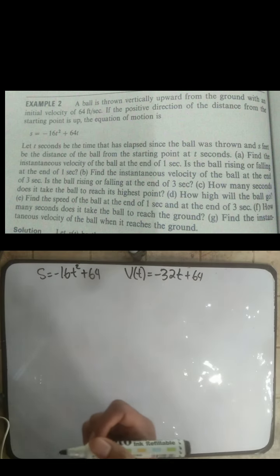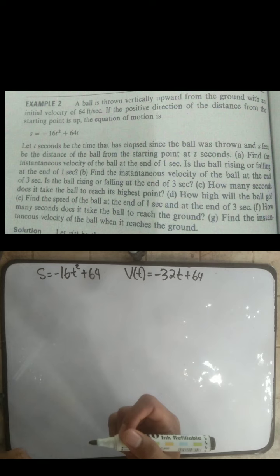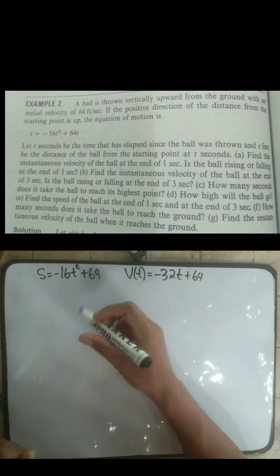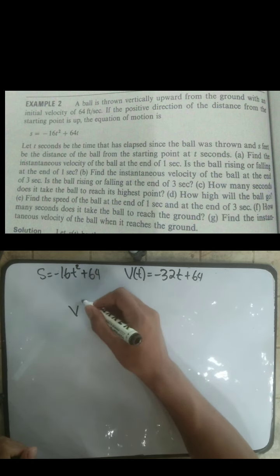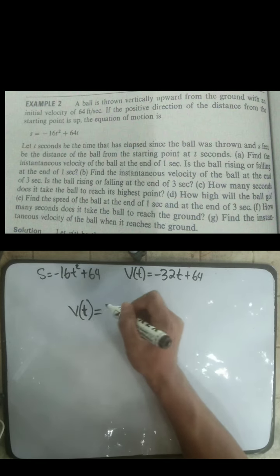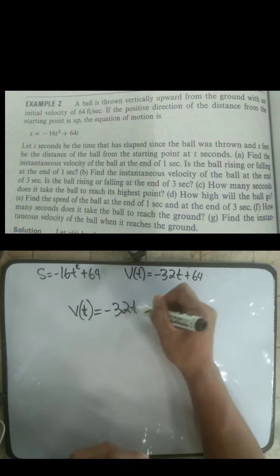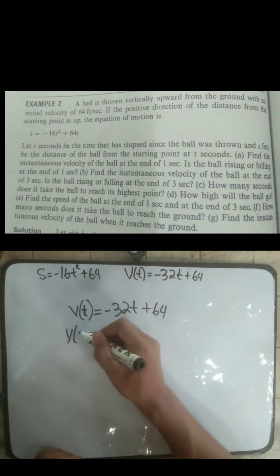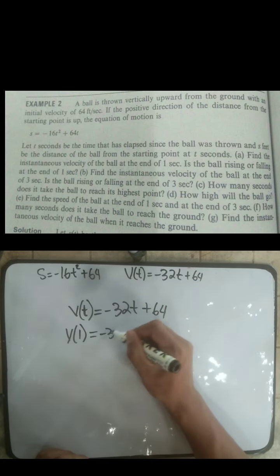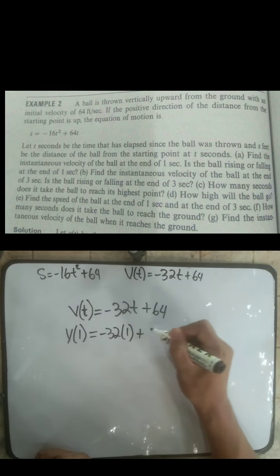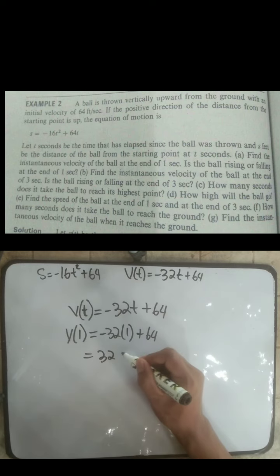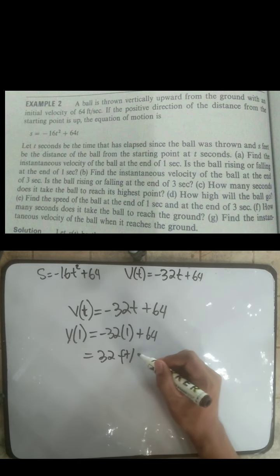So the fifth question is, find the speed of the ball at the end of 1 second and at the end of 3 seconds. To find the speed of the ball at 1 second, we'll use the derivative form, v equals negative 32t plus 64. Substitute t as 1: negative 32 times 1 plus 64. So we'll get 32 feet per second.